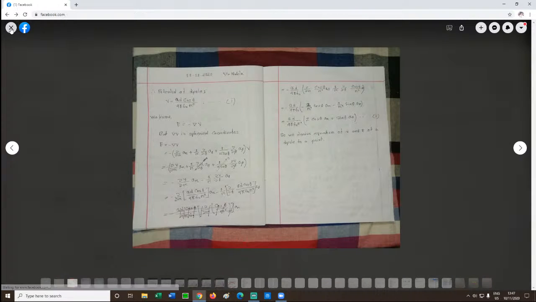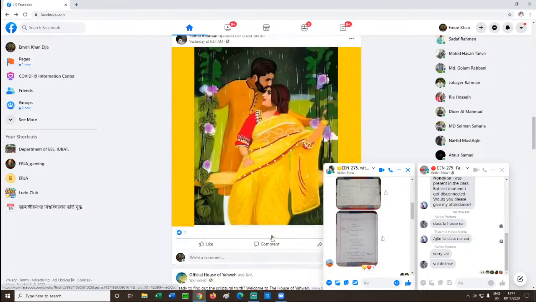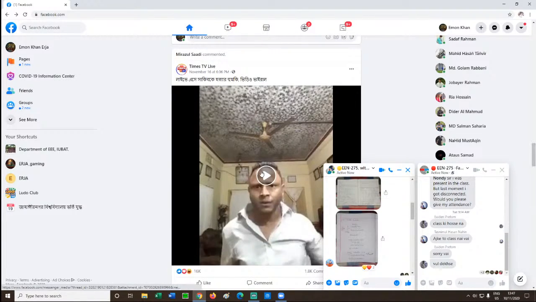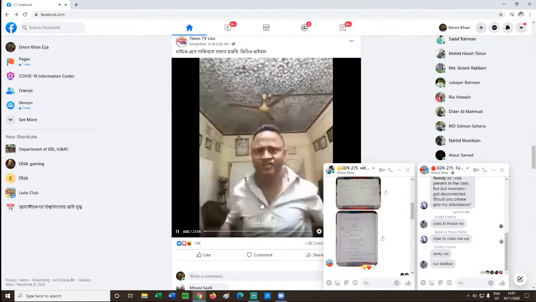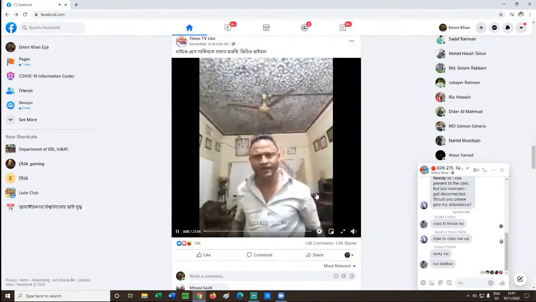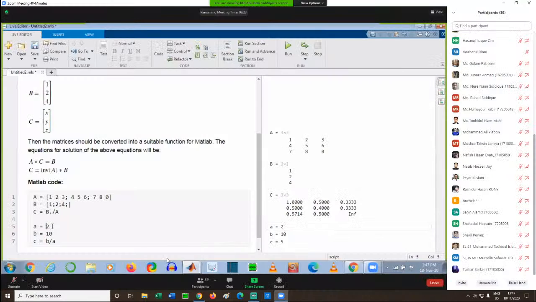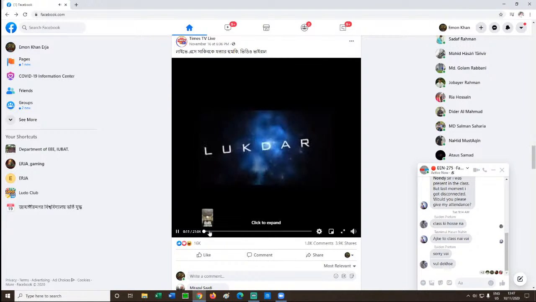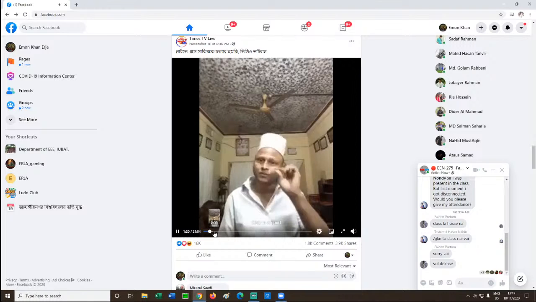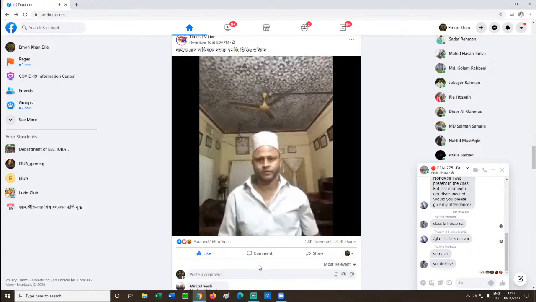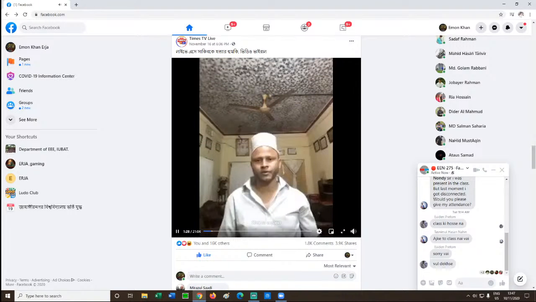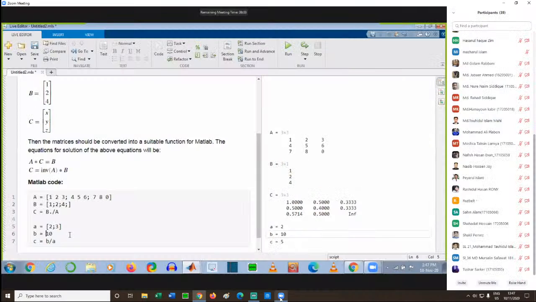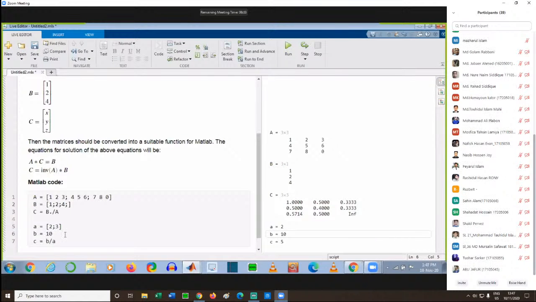But suppose it is a matrix. Suppose A is a matrix, A equals 2 and 3, this one. And B equals, suppose, 10 and 15.